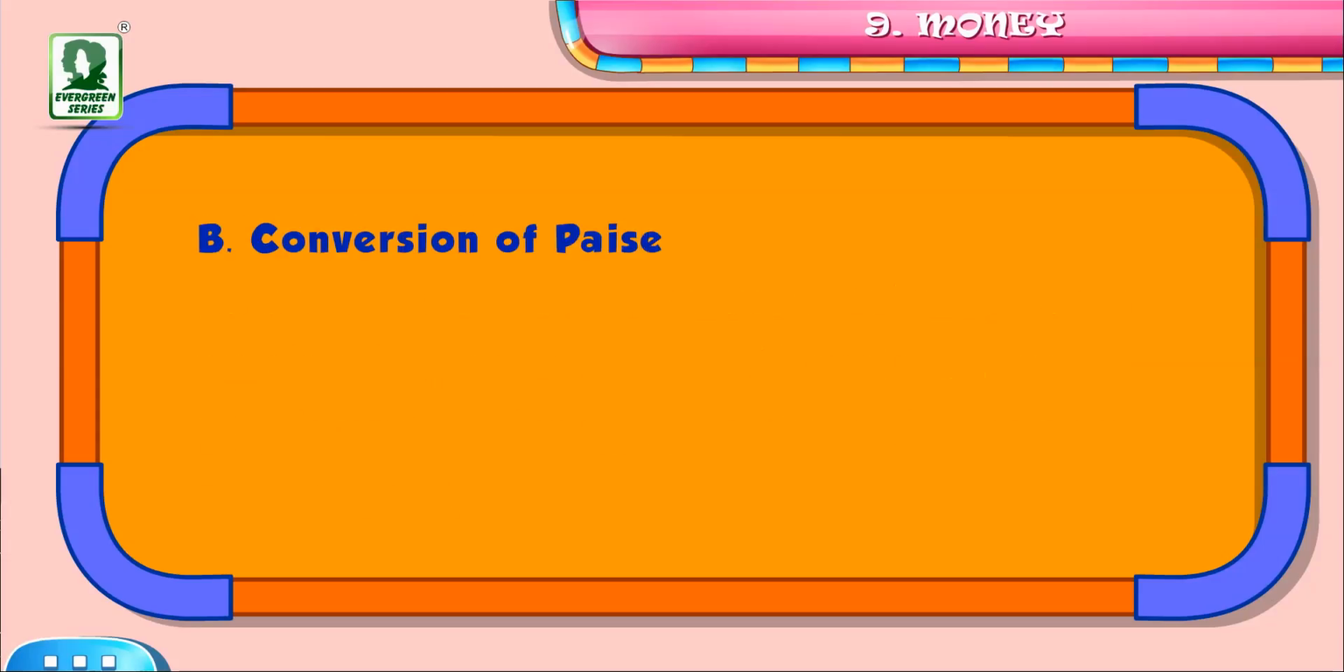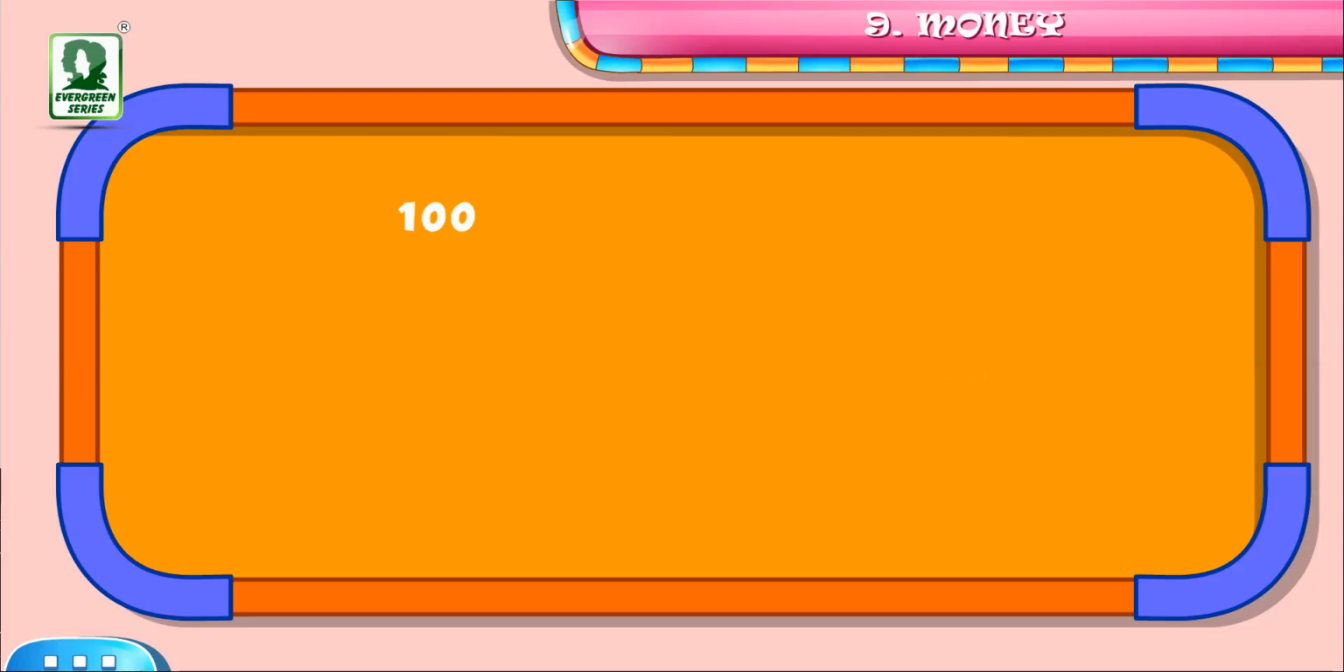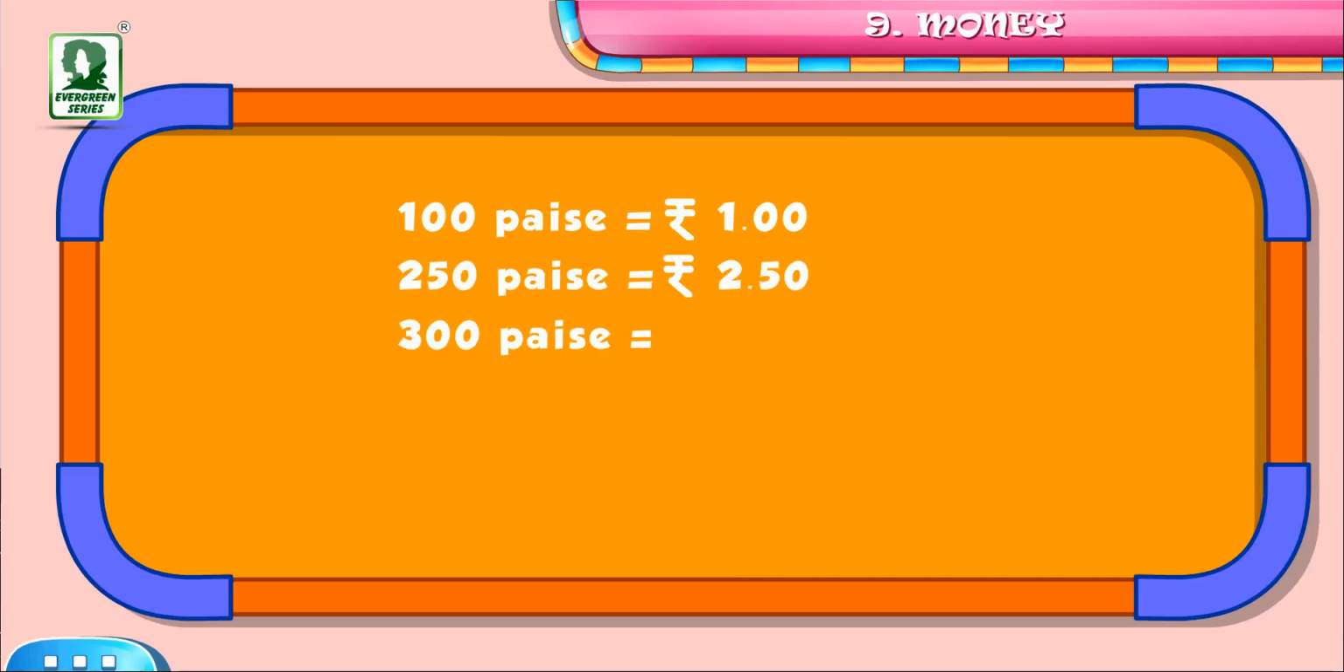Conversion of paise into rupees and paise. Let us look at the given relationship in reverse form. 100 paise equals 1 rupee. 250 paise equals 2.50 rupees. 300 paise equals 3 rupees.